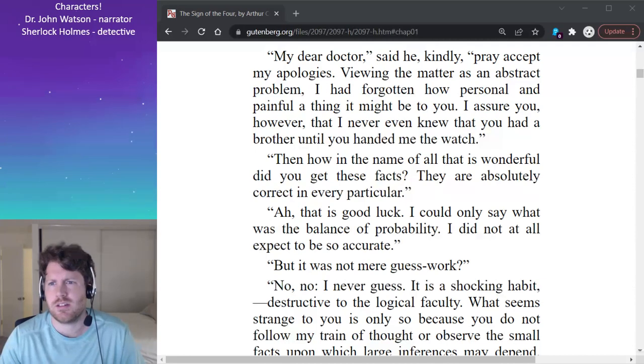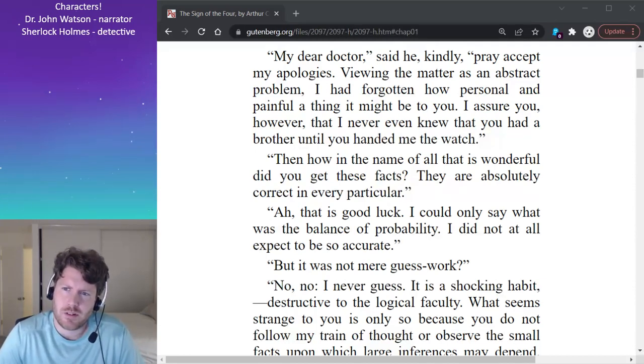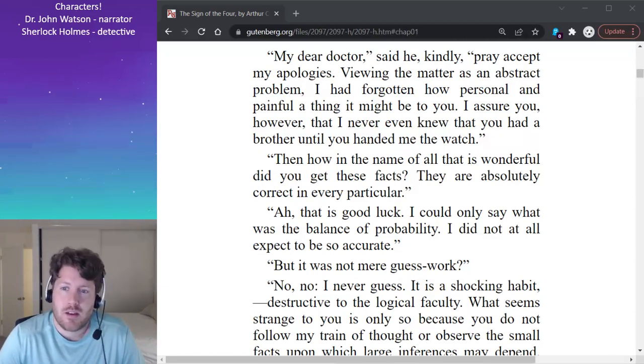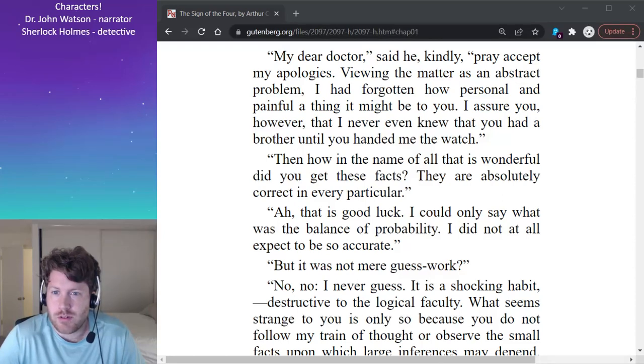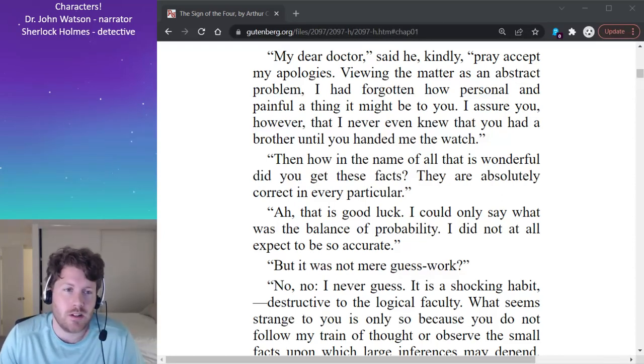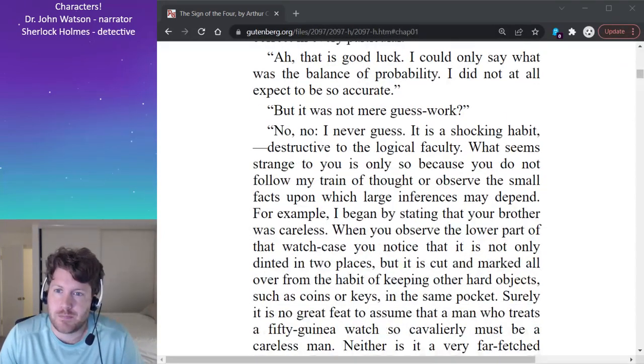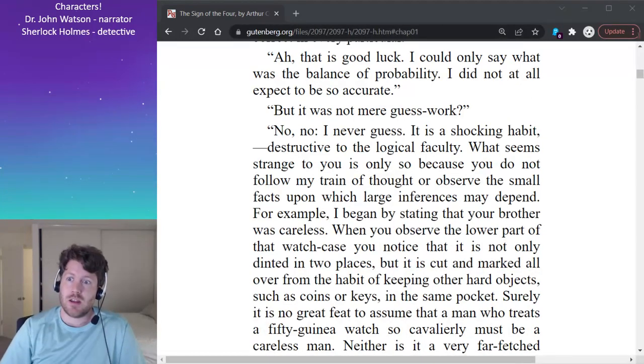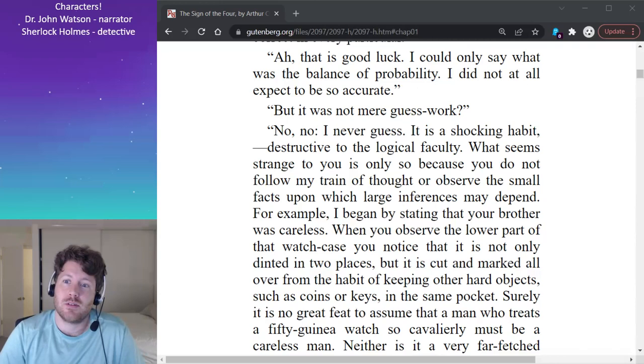My dear doctor, said he kindly, pray accept my apologies. Viewing the matter as an abstract problem, I had forgotten how personal and painful a thing it might be to you. I assure you, however, that I never even knew that you had a brother until you handed me the watch. Then how in the name of all that is wonderful did you get these facts? They are absolutely correct in every particular. Ah, that is good luck. I could only say what was the balance of probability. I did not at all expect to be so accurate.